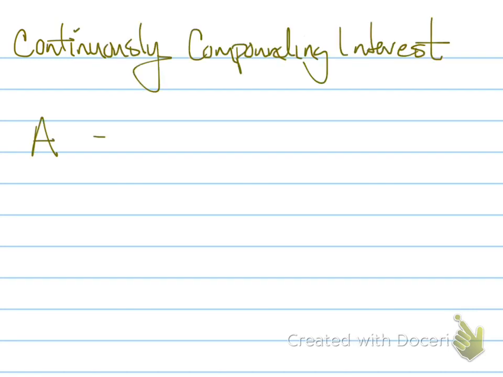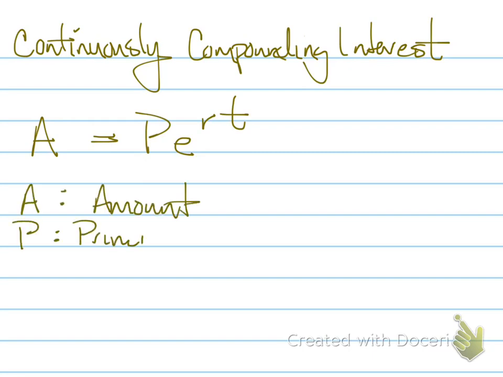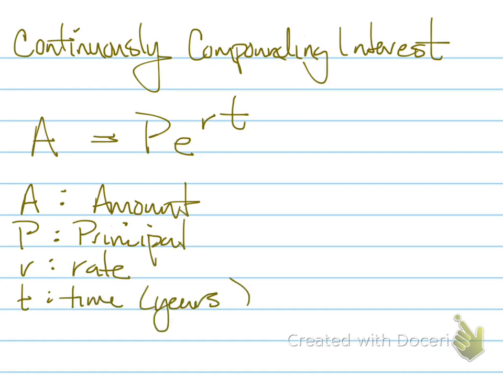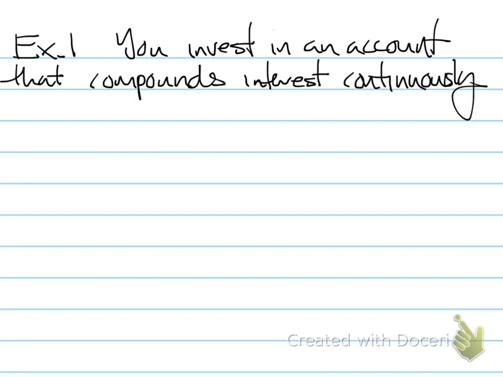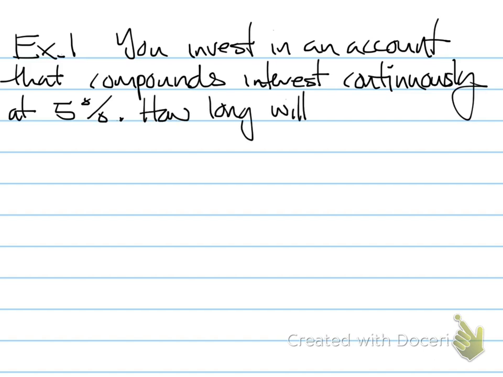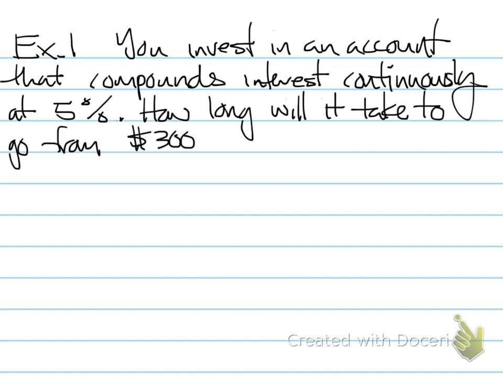So the formula for continuously compounding interest is A equals P e to the RT power, where A is the amount, P is the principal, R is the rate of interest, and T is the time in years. So if we have an example where it says you invest in an account that compounds interest continuously at 5%, how long will it take to go from $300 to $3,000?